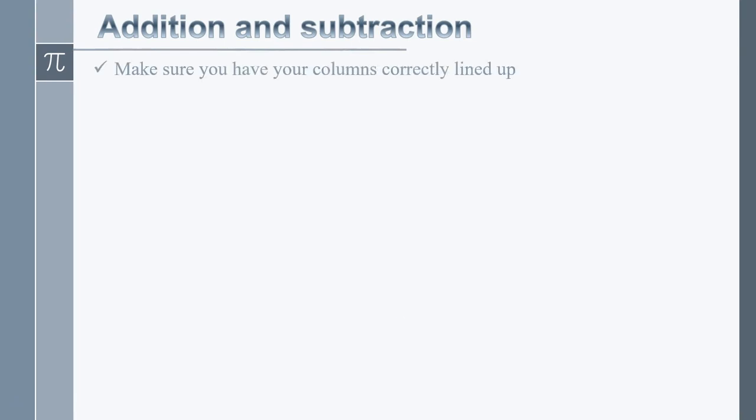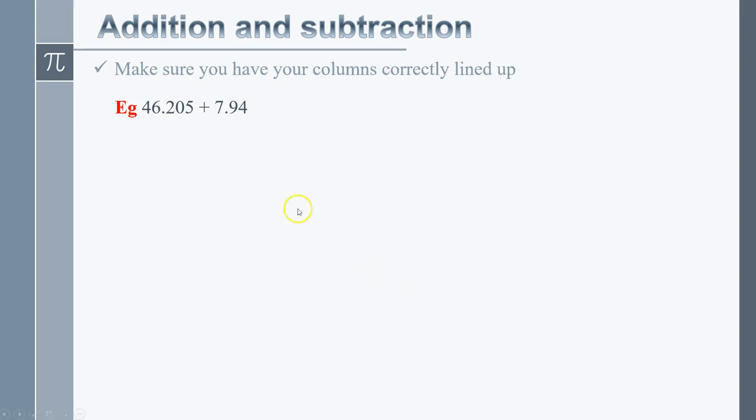The key thing to make sure, as I'm sure you know, is that you've got your columns correctly lined up. You get that bit right, everything else will fall into place from there. So let's have a go at an example. I've picked ones that have got decimals in them just to make sure that we're really clear on what we're doing with lining up columns.